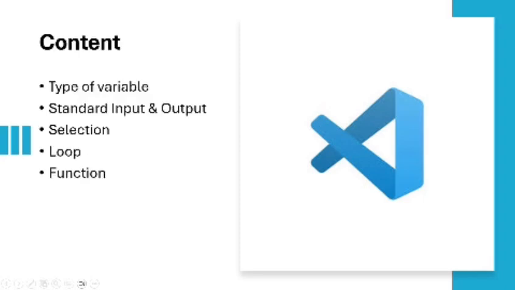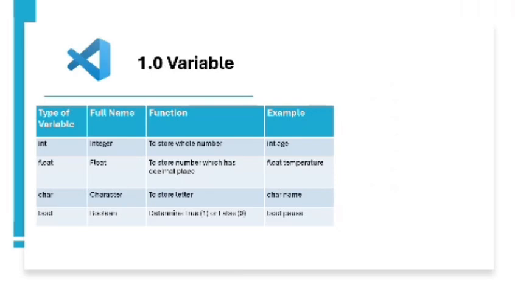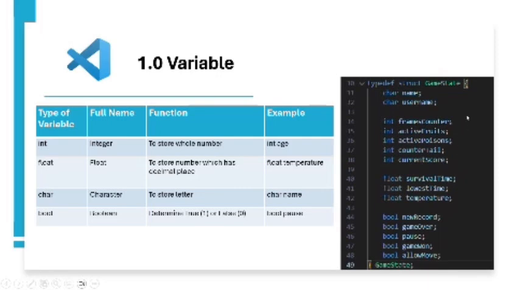For today's content, we have types of variables, standard input and output, selection, loop, and function. For the types of variables, we have integer, float, character, and boolean. Integer is to store a whole number, such as int age. Float is to store a number which has decimal places, such as float temperature. Character is to store a letter, such as char name. Boolean determines true or false, such as bool false. And the right side has the sum of the code with several examples.